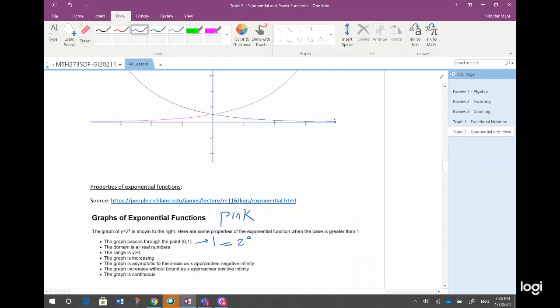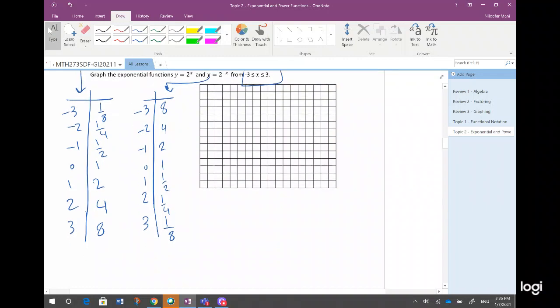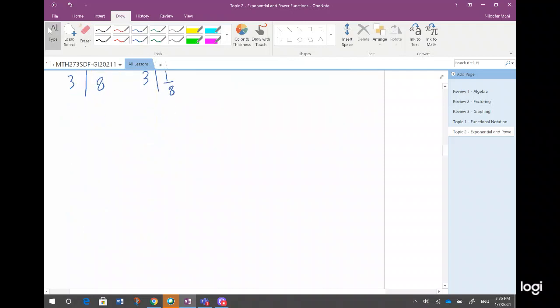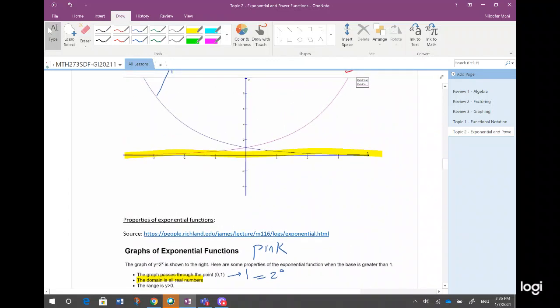Domain is all real numbers. Domain is what you can use for x. I can use any number for x. So domain is everything, all real numbers. Range is just positive. As you can see, whatever I put there, y is positive. Look at this, both of them, the right side, which is y, is just positive values. So maybe I change the color here, and this is the range here.